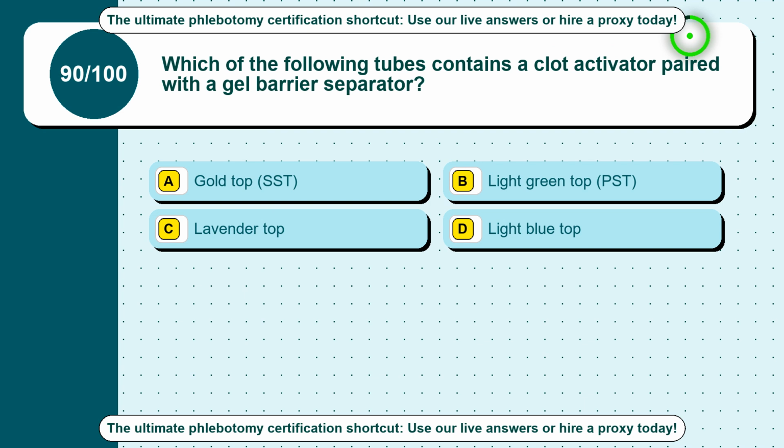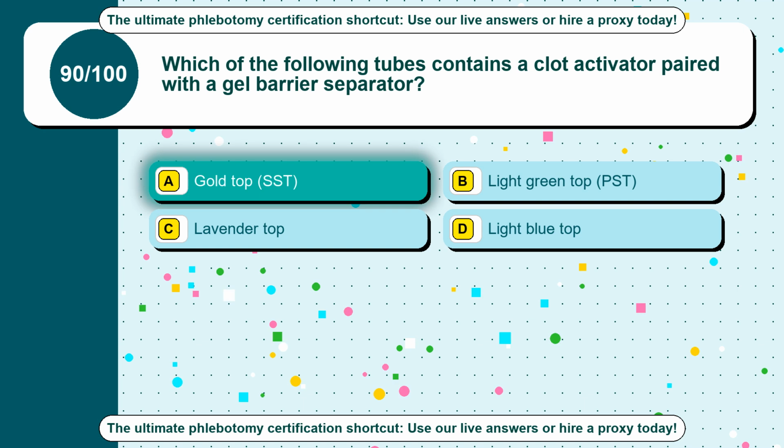Question 90. Which of the following tubes contains a clot activator paired with a gel barrier separator? Option A, gold top, SST. Option B, light green top, PSD. Option C, lavender top. Option D, light blue top. The correct answer is option A, gold top, SST.